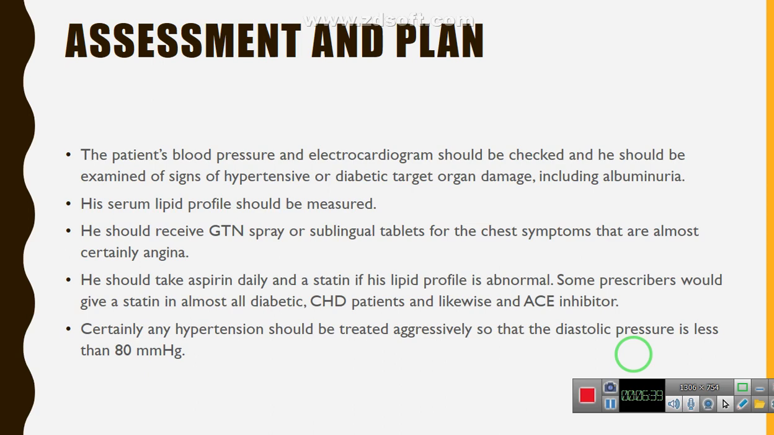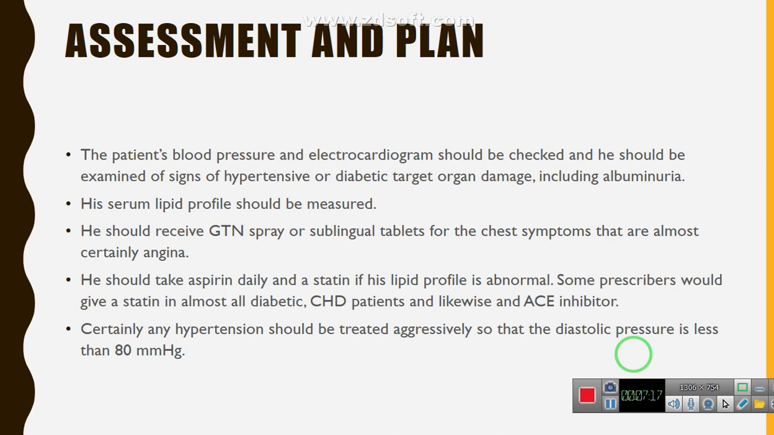So the assessment and plan for this patient is that the patient's blood pressure and electrocardiogram should be checked first, and then he should be examined for the signs and symptoms of hypertensive crisis or diabetic target organ damage, including albumin and urea. His serum lipid profile should also be measured, and you all know that fasting is required in order to get the complete lipid profile. So we will recommend testing of the complete lipid profile for this patient.